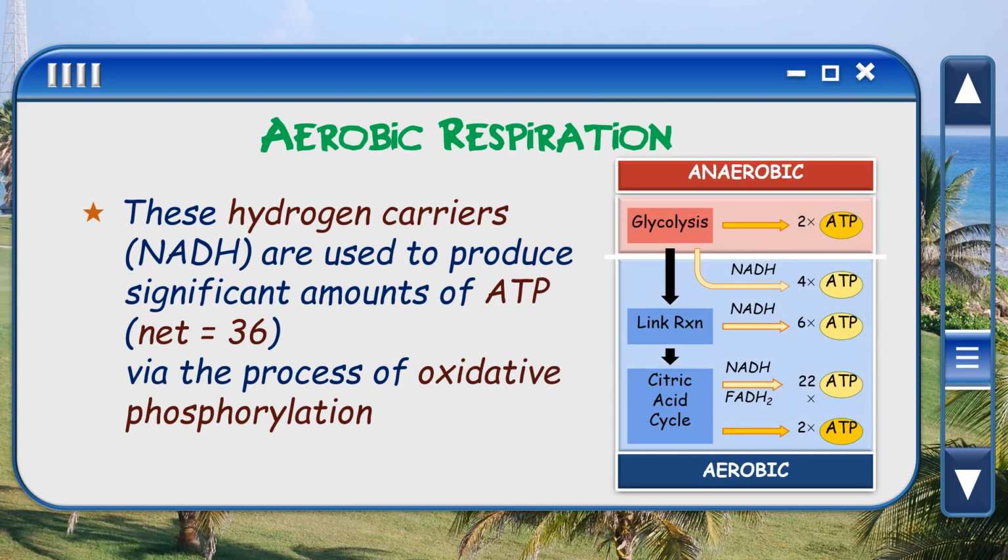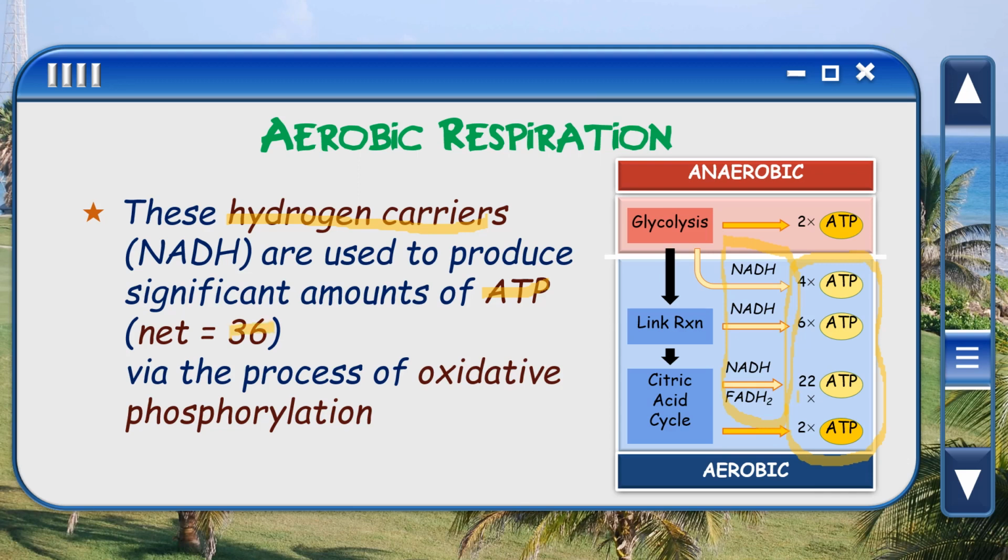In aerobic respiration, these hydrogen carrier molecules, the NADH, are used to produce a significant amount of ATP, a net of 36. This is via a process we call oxidative phosphorylation. All these ones that we have here are the hydrogen carrier molecules, and every hydrogen carrier molecule produces an amount of ATP, which is our energy. And we end up with a net of 36 ATP.